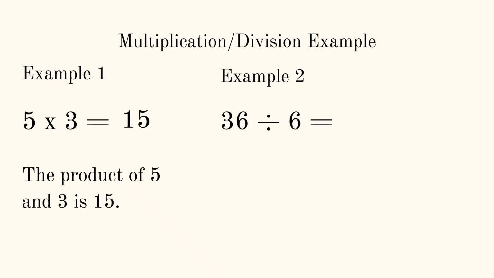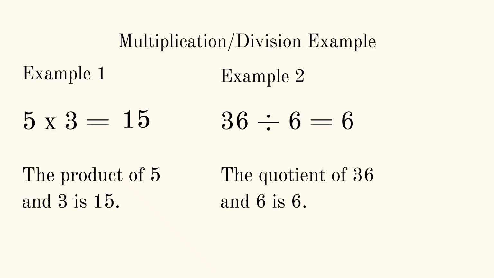Example 2. 36 divided by 6 equals. The 36 is positive and the 6 is positive. A positive divided by a positive is going to be a positive. 36 divided by 6 equals 6. So we're going to say the quotient of 36 and 6 is 6.